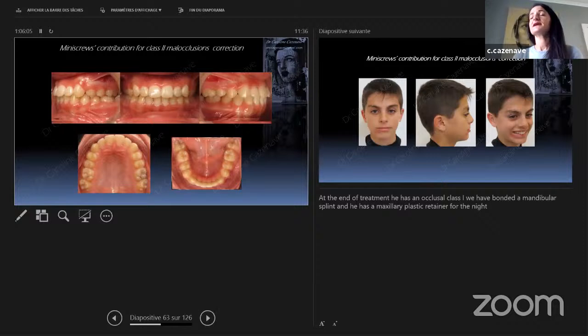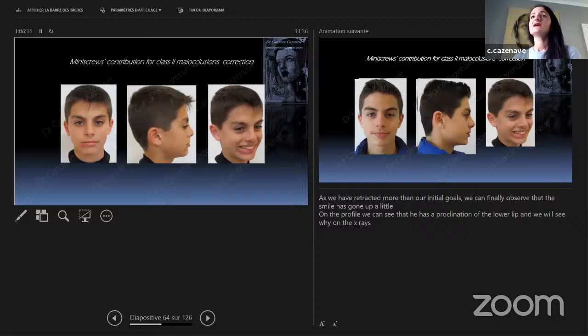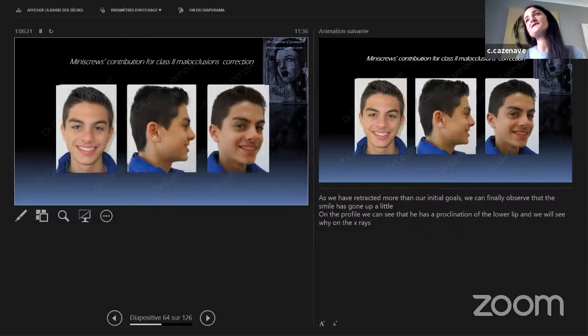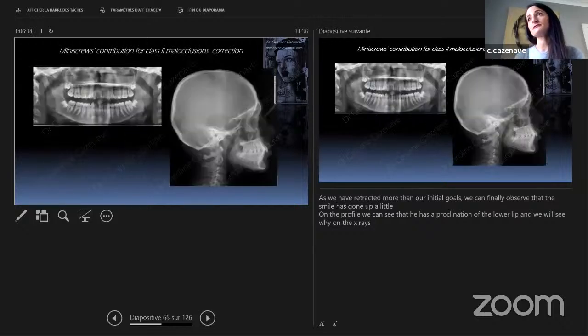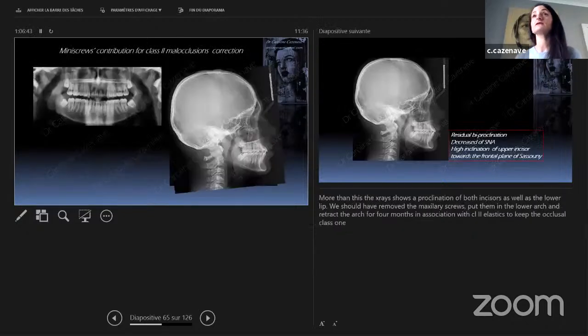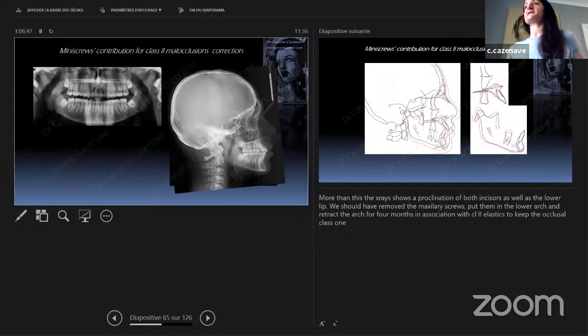At the end of the treatment, he has an occlusal class 1. We have bonded a mandibular splint, and he has a maxillary plastic retainer for night. As we have retracted more than our initial goals, we can finally observe that the smile has gone up a little. On the profile, we can see that he has proconation of the lower lip, and we will see why on the X-rays. More than this, the X-rays show proconation of both incisors, as well as the lower lip.